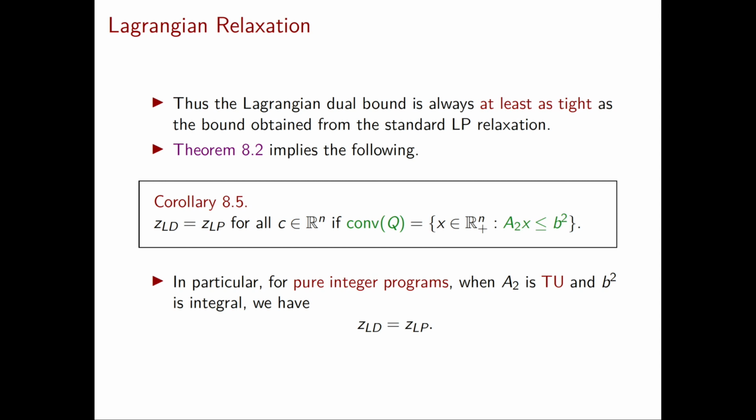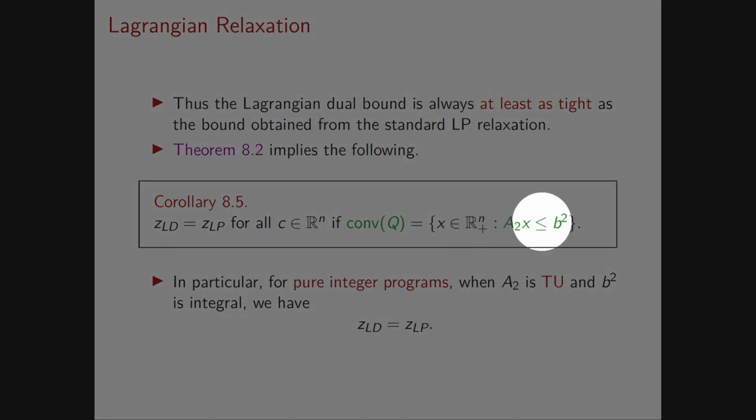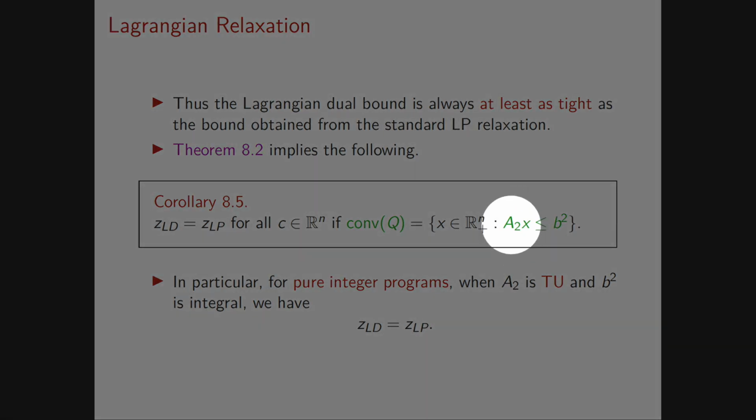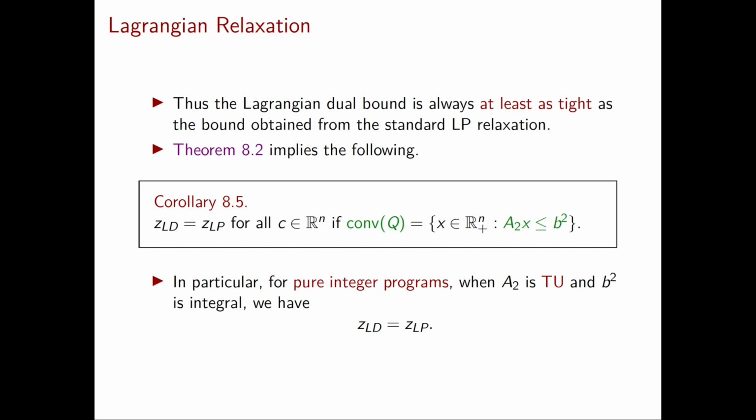In chapter 4, we have of course seen several examples of perfect formulations. And for example, if all the variables are required to be integral, if A2 is totally unimodular and B2 is integral, then our sufficient condition is satisfied, and therefore we obtain that the Lagrangian dual bound is equal to the linear programming bound. In the next few slides, we're going to look at a specific example of a Lagrangian relaxation applied to the traveling salesman problem.